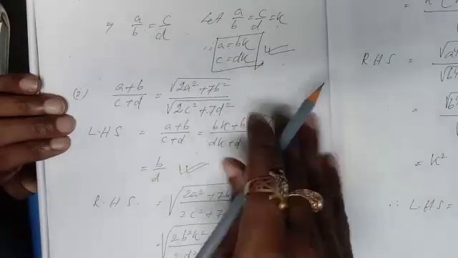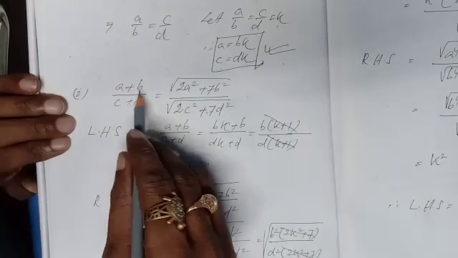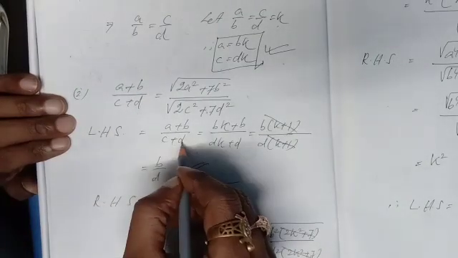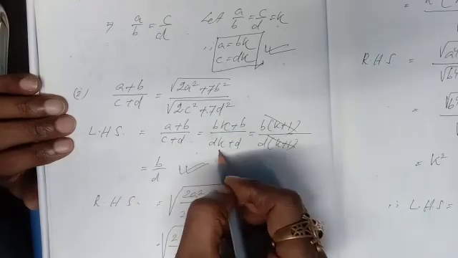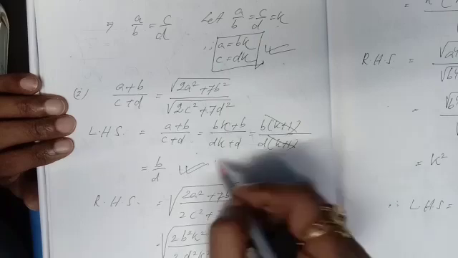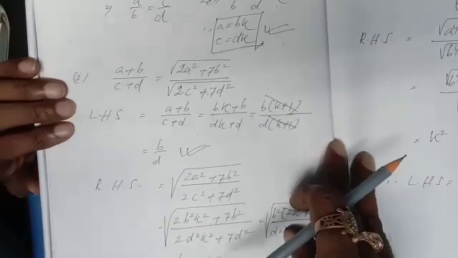Now, your left hand side is A plus B by C plus D. Just write left hand side. Putting A equal to BK, C equal to DK, and taking B common and D common, this will be K plus 1 cancel, B by D left. Next you write right hand side.